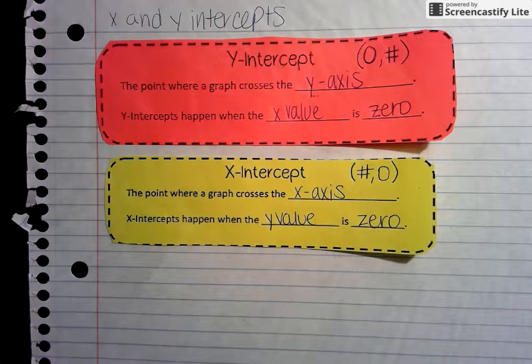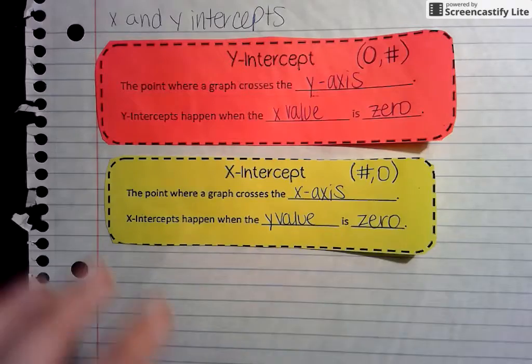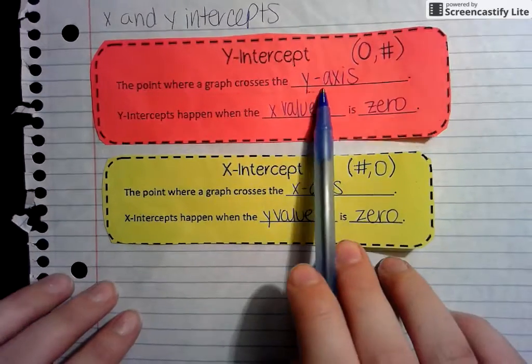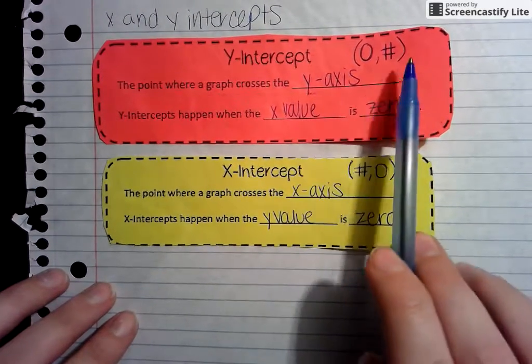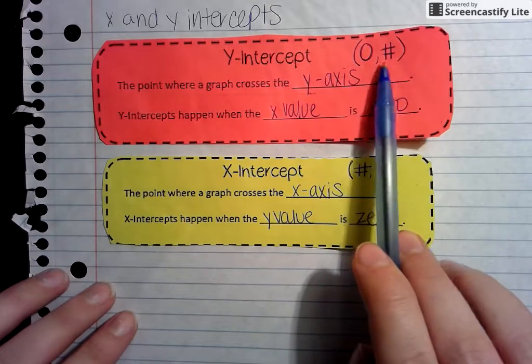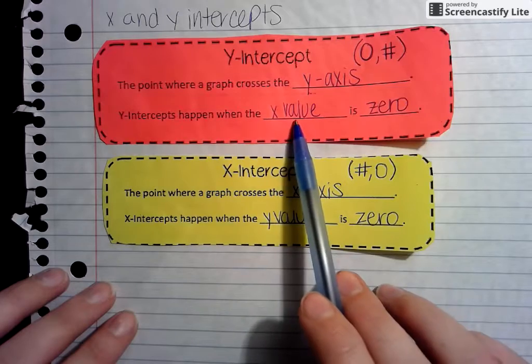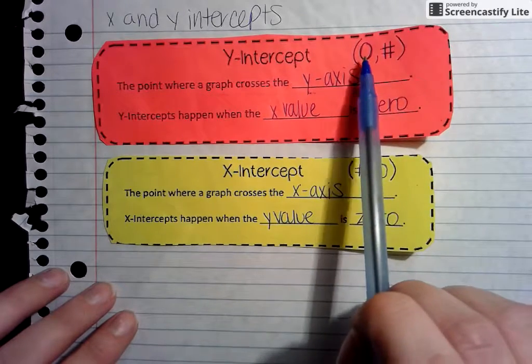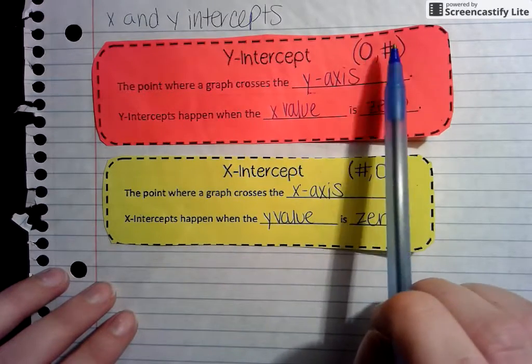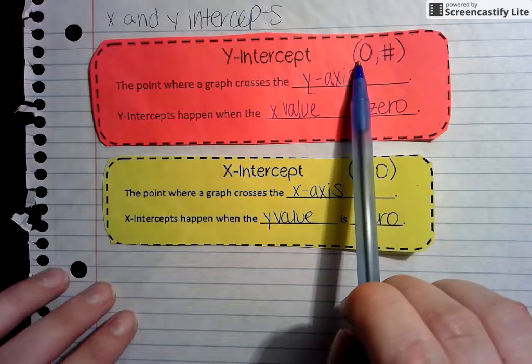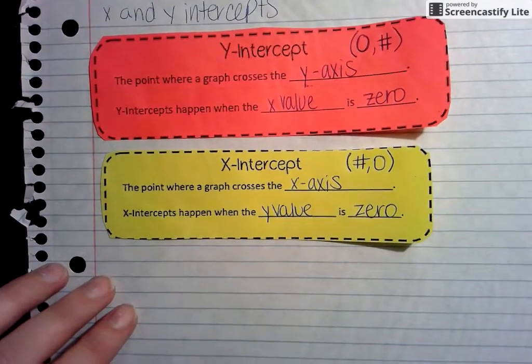So x and y intercepts are points where a graph crosses either the y-axis or the x-axis. A y-intercept is always a point where it crosses the y-axis. It's written as 0, comma, a number. A y-intercept happens when the x value is 0. If you notice, because it's x comma y, the x is always going to be 0. So that's something to remember.